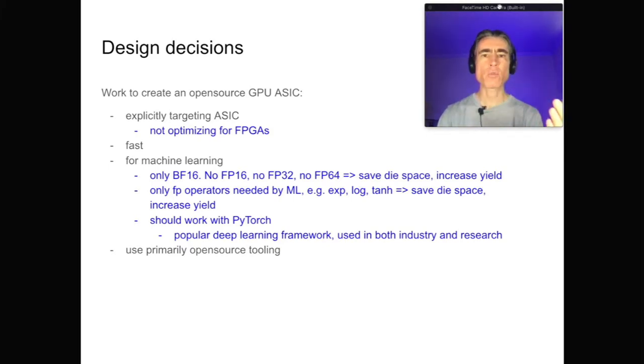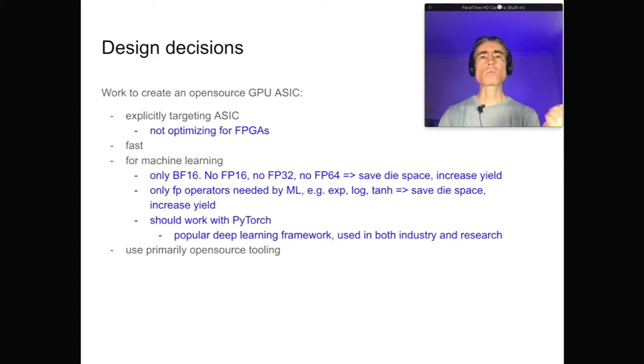Similarly, for the floating point operators, there are some operators that are needed by machine learning, specifically logarithm, exponential, possibly tanh. But there are a lot of other operators that we don't need for machine learning, for running transformers and so on. So we can just not implement those. That saves more die space and increases the yield.